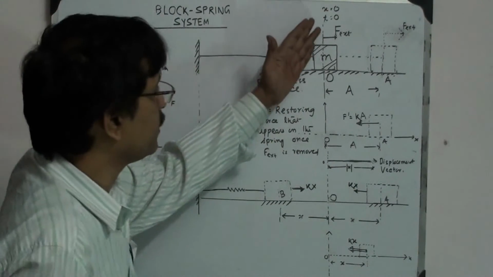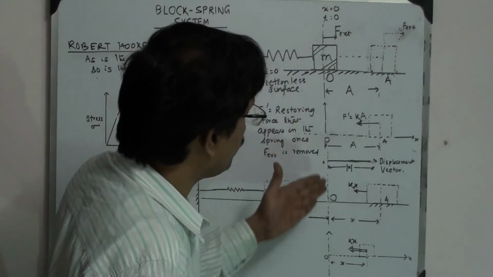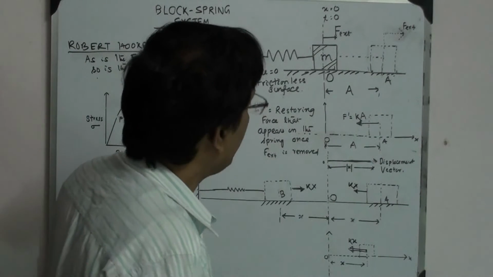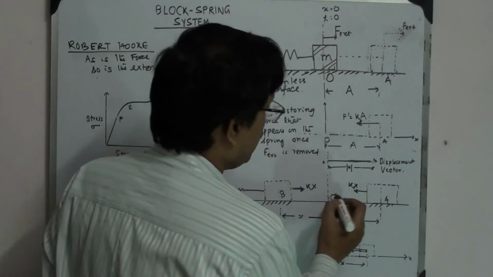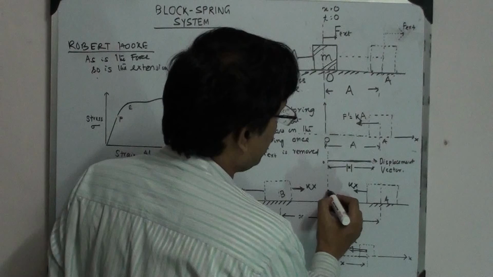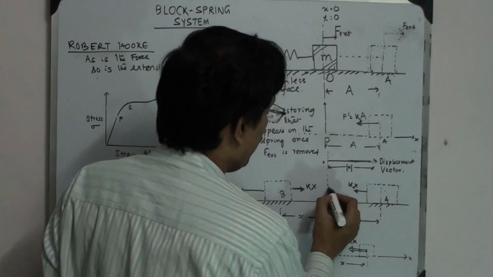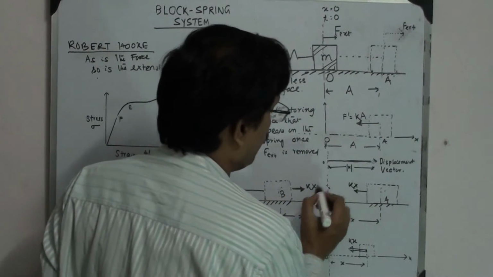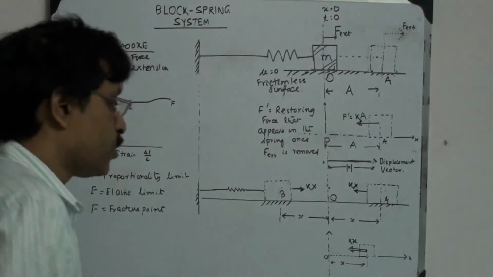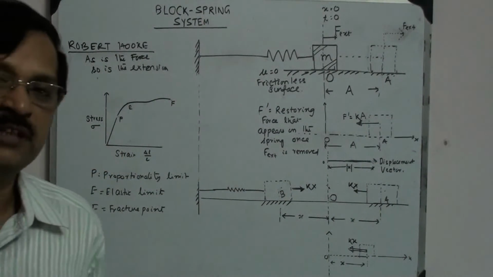If we are describing at x is equal to 0, t is equal to 0, then the actual motion will be from O, it will go to this and then return back to O and then shoot past to B, then B to O, back again. So how do we describe the motion of this body?